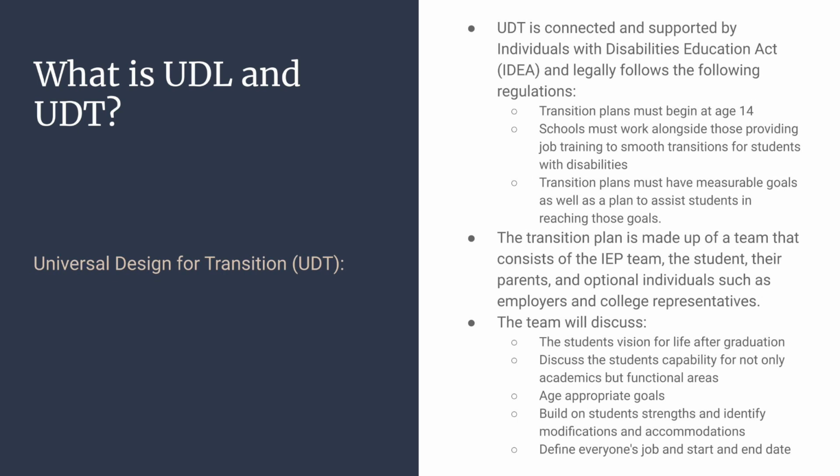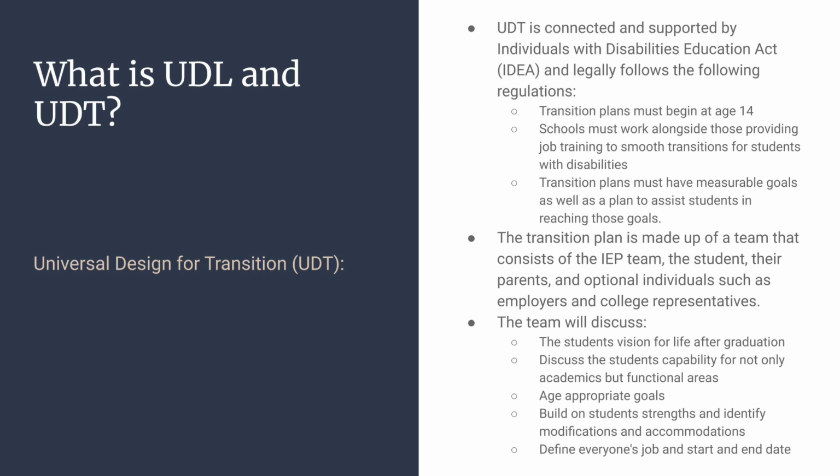So just to give you a little background on how UDL and UDT came to be, we look back at the history. UDT is connected and supported by the Individuals with Disabilities Education Act, or IDEA, and legally follows the following regulation. It is important to know that transition plans must begin at age 14. Schools must work alongside those providing job training to smooth transitions for students with disabilities, and transition plans must have measurable goals as well as a plan to assist students in reaching those goals. So very similar to how IEP goals must be measurable and appropriate, this goes along with transition plans as well.